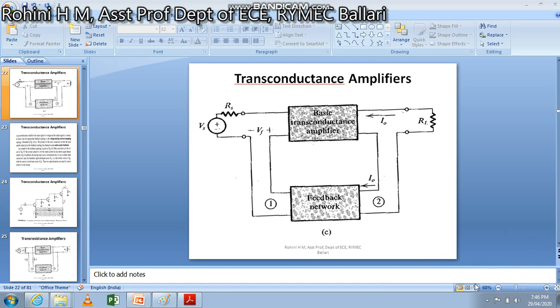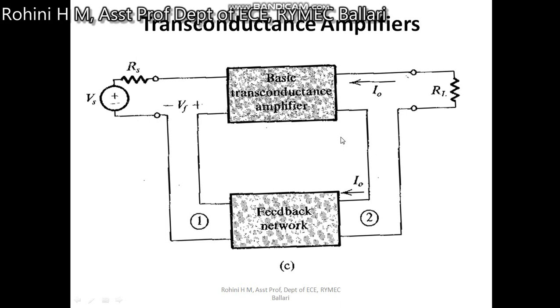The next topology is the transconductance amplifier. Here we have the input as voltage and the output as current, I by V. I by V is called transconductance, therefore it is called a transconductance amplifier.